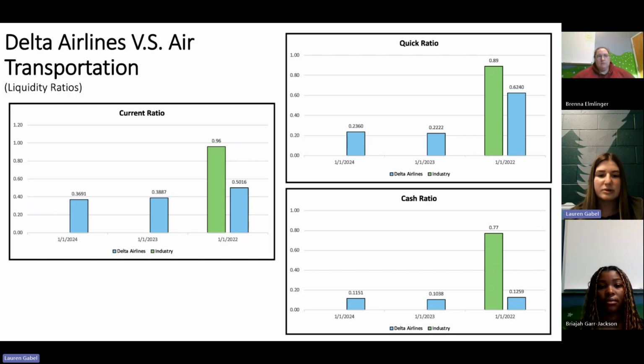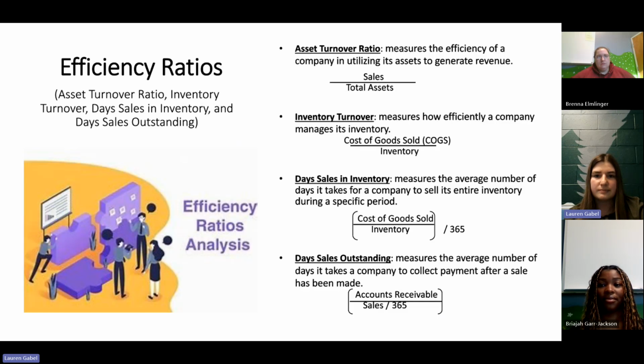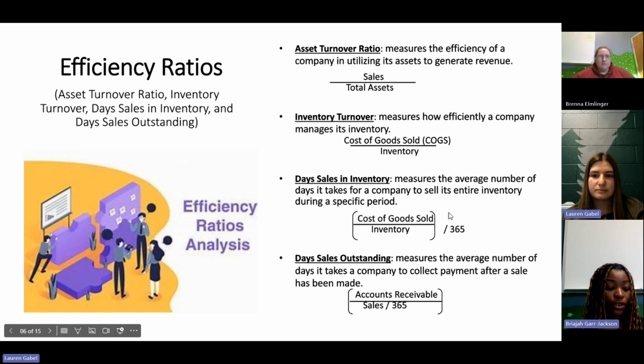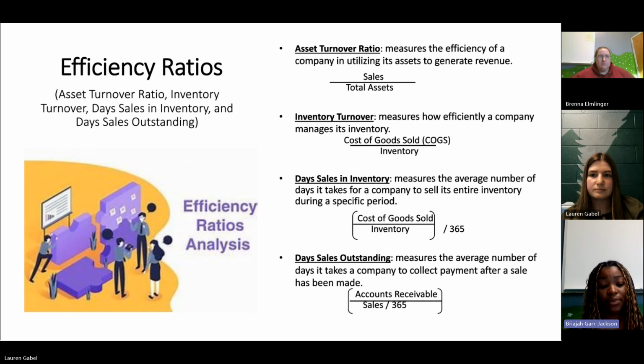Now I'm going to turn it over to Briajah, who will be discussing the efficiency and leverage ratios. Hello, I'm Briajah, and I will be taking over the next few slides. So what we have is efficiency ratios that analyze how well a company uses its assets and liabilities internally. It measures how well a company utilizes its resources.